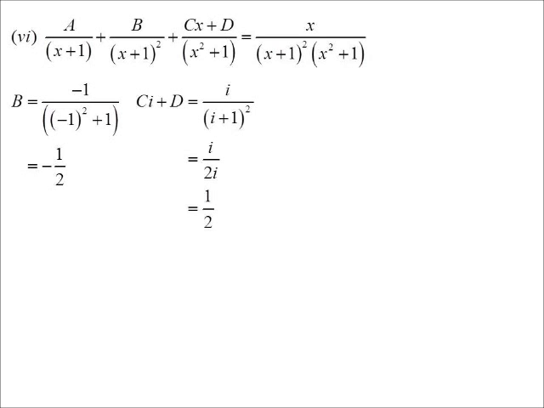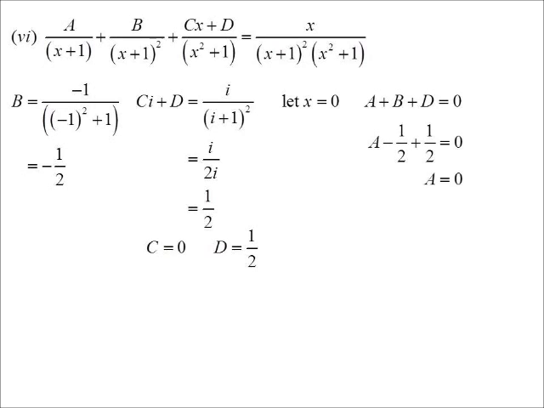Now I'll go work out the cx plus d. I can do that using i. Substitute i in, cover up the x squared plus 1. i on i plus 1 squared. i plus 1 squared is just 2i. The i's cancel. It's a half. Equate the real and imaginary. So I now know what B is. I now know what C is. I now know what D is. A simple substitution will work out A for me. So let's make x equals 0. Subbing it in, we get A plus B plus D is 0. And so A turns out to be 0.